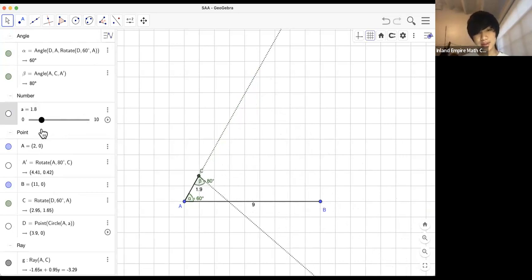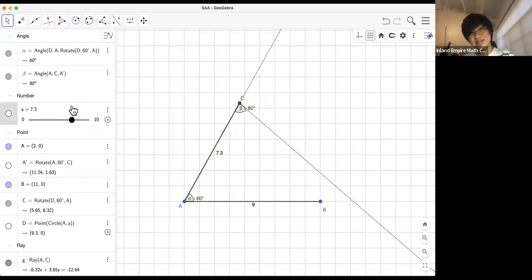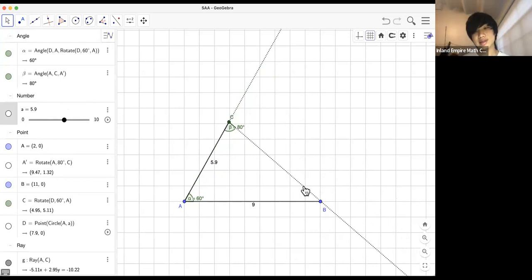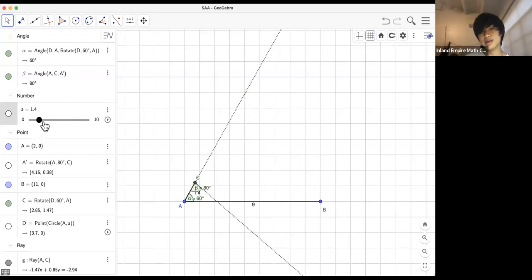Just look at it. Because we know that AB is going to be 9 units long, and we know the other angles, all of this line is just going to have a specific angle from that other line, which means that there's only one possible place where this line actually meets B. The only possible triangle in this case would have side lengths of 5.9, 80 degrees, 60 degrees, and 9. You can clearly see that there's only one actual possible triangle that can be formed in this case.